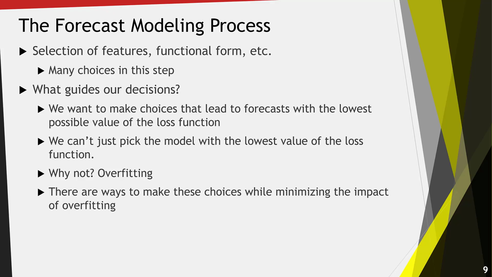Because if we do that, we'll lead to models that have overfitting. These models might perform very well at making forecasts with the data we already have, but they make very bad predictions. There are ways to make these choices while minimizing the impact of overfitting. Out-of-sample validation can help there.